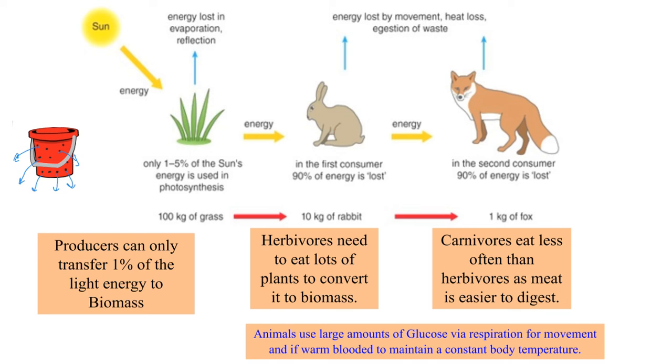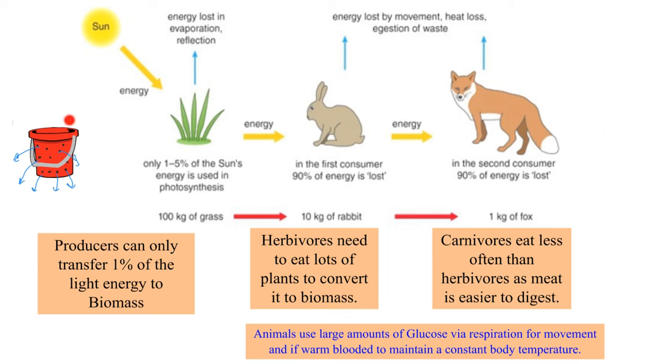And the fox then eats the rabbit, not eating all parts of the rabbit, and both the rabbit and the fox, of course, remember, lose energy by movement, heat loss, egestion of waste, and not eating all the rabbit. And so finally you end up with not very much energy available to pass on to the next trophic level. And that's why food chains are of limited length.